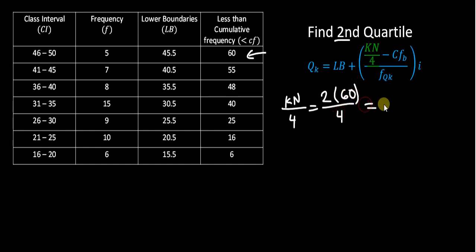And 2 times 60, that is 120 divided by 4. And 120 divided by 4, that is 30. So 30 na yan. Para saan yung 30 na yan? Yung 30 na yan, hahanapin natin yung pang-30 na score dito.